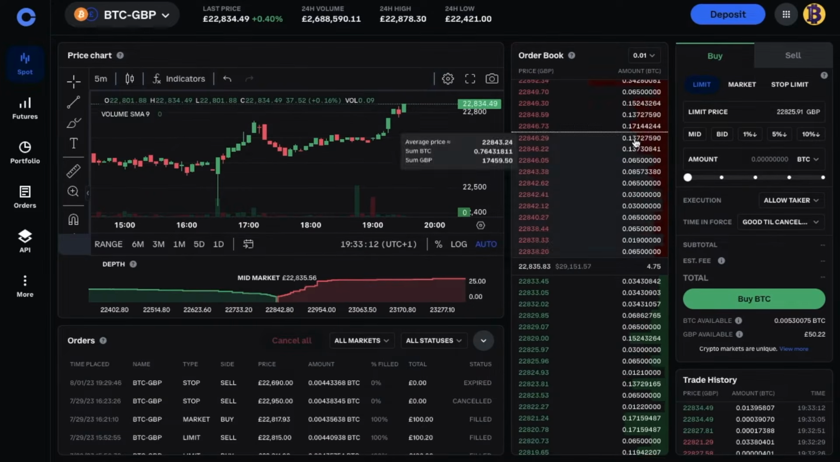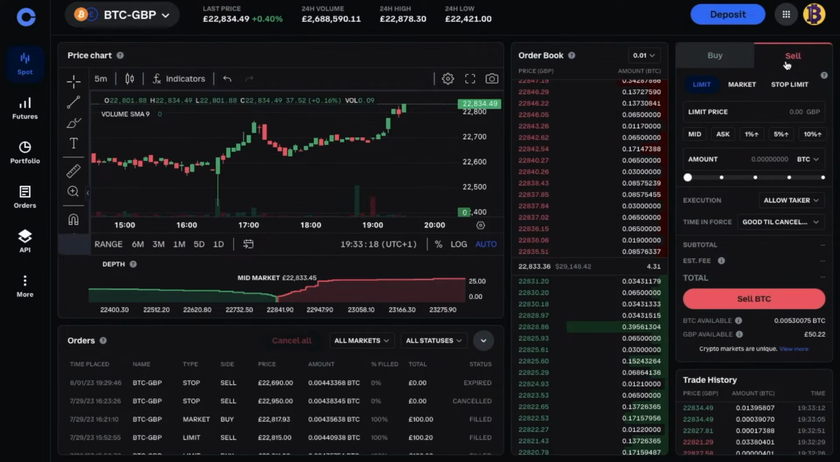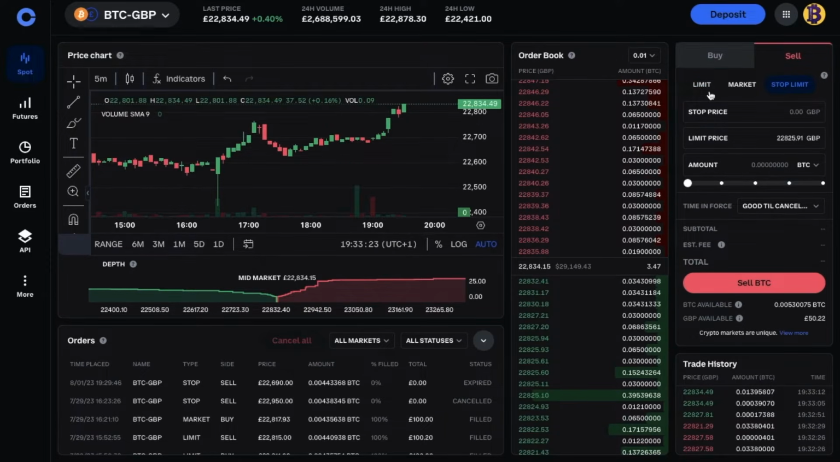And then you need to head across to the right-hand side of your screen and choose if you're buying or selling. In this example, I'm going to show you how to set up a stop limit sell order to help protect against losses. So we want to ensure that we're on the stop limit tab. However, there are other order types available which I have separate tutorials available for.